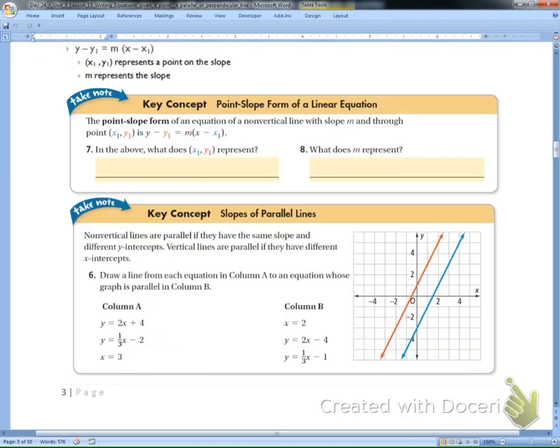So let's take a closer look again at point-slope form of a linear equation. If you have an equation in point-slope form, what do the x1 and y1 represent? Well, they represent just a single point on the line. What does m represent? Well, it represents the same thing in any equation. When you see the letter m, it is the slope.